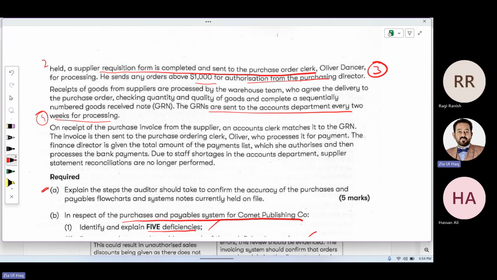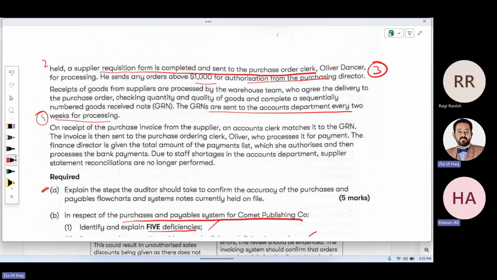Or you can say evidence will be sought by inquiry whether GRNs are sent to the invoicing department on a daily basis or not. Through inquiry, you can ask when they are sending GRN copies to the invoicing department, and how long it takes to transfer GRN copies to the invoicing department. So we can make these kinds of inquiry questions to take evidence whether they have been sent on a regular basis or not.